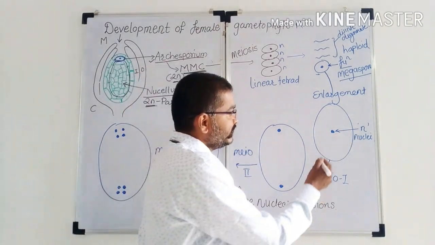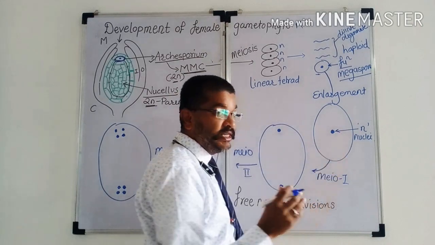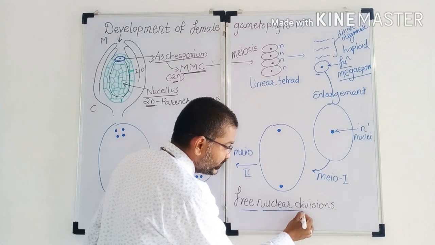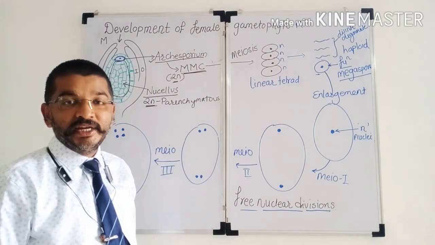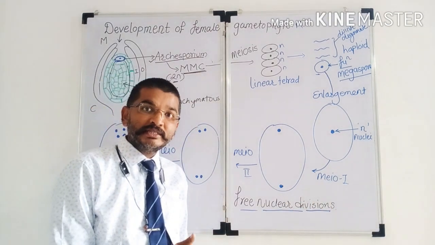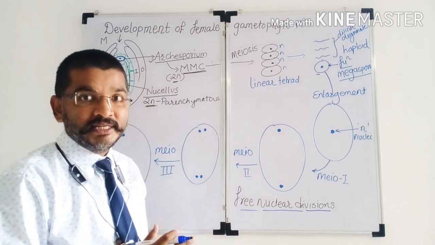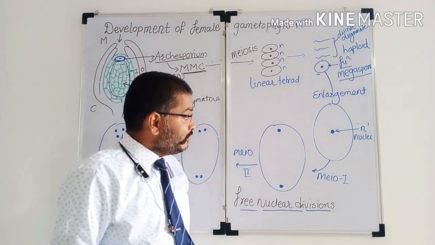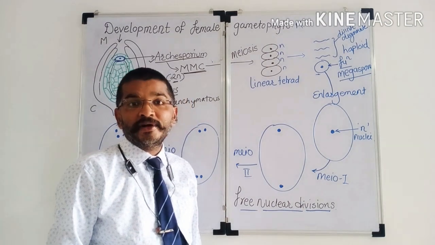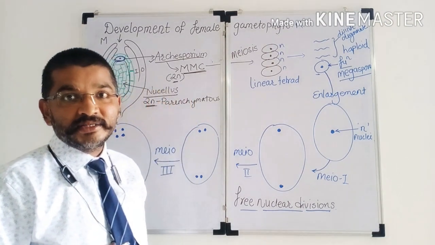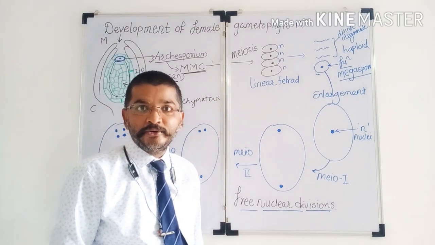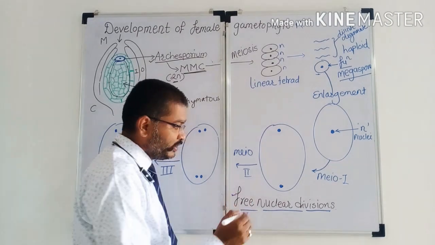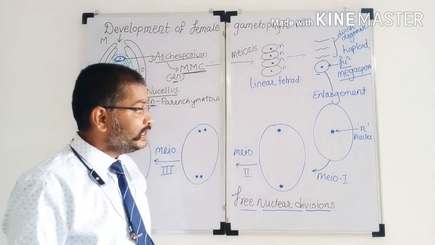Now this is the enlarged functional megaspore with a central haploid nucleus. After this, the haploid nucleus undergoes 3 successive free nuclear divisions. Free nuclear division means that only karyokinesis takes place, not cytokinesis. Only the nucleus divides into daughter nuclei without division of the cytoplasm. Such a division is called free nuclear division.